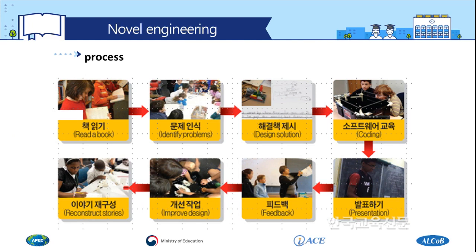The steps for naval engineering are as follows. First, read a book together and discuss what problems the main character is facing and how to solve them. The book can be tens of pages of fairy tales, or it doesn't matter if it's a book students have read before. When a solution is proposed, it is made into a structure or model by applying technologies such as software and robots through a coding process.